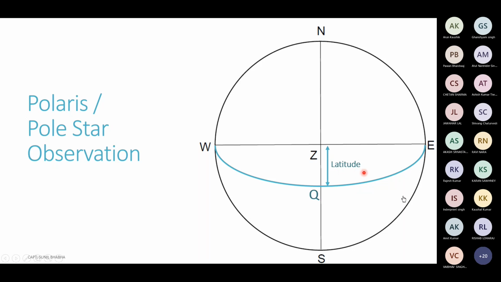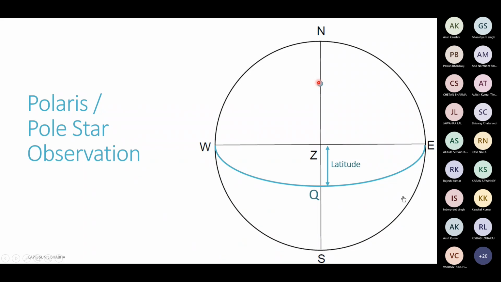Now let us show the pole in this diagram. The pole is 90 degrees away from the equinoctial. So from point Q, I go 90 degrees away, and somewhere here we will have the North Pole visible to the observer.